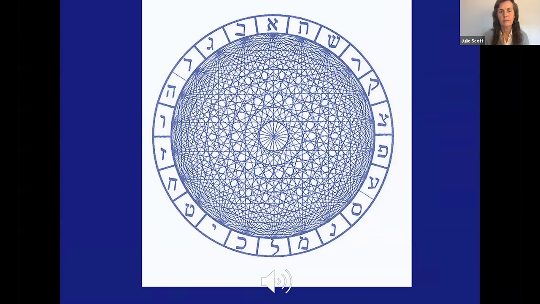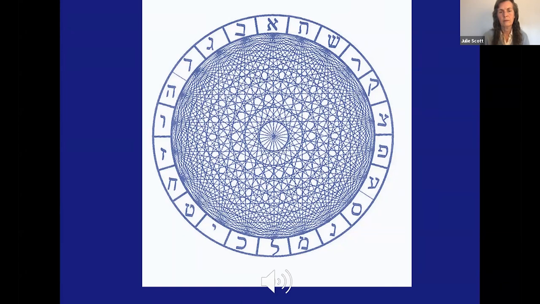Het Tet, Het Yud, Het Kaf, Het Lamed, Het Mem, Het Nun, Het Samekh, Het Ayin, Het Pei, Het Tzadi, Het Kuf, Het Resh, Het Shin, Het Tav. Tet Yud, Tet Kaf, Tet Lamed, Tet Mem, Tet Nun, Tet Samekh, Tet Ayin, Tet Pei, Tet Tzadi, Tet Kuf, Tet Resh, Tet Shin, Tet Tav.